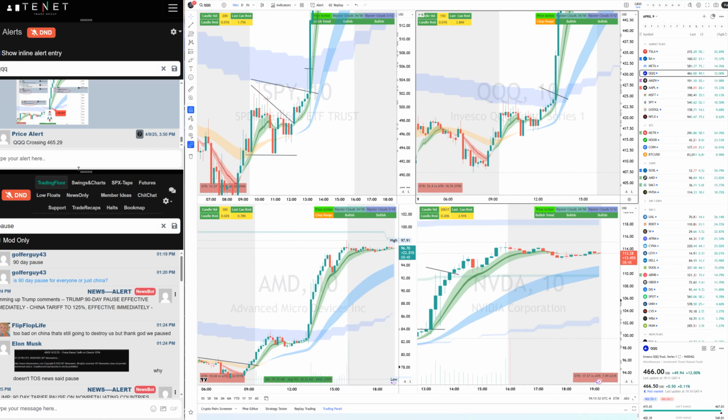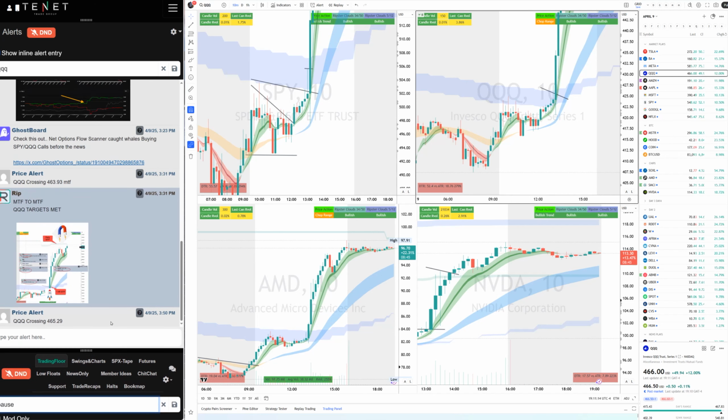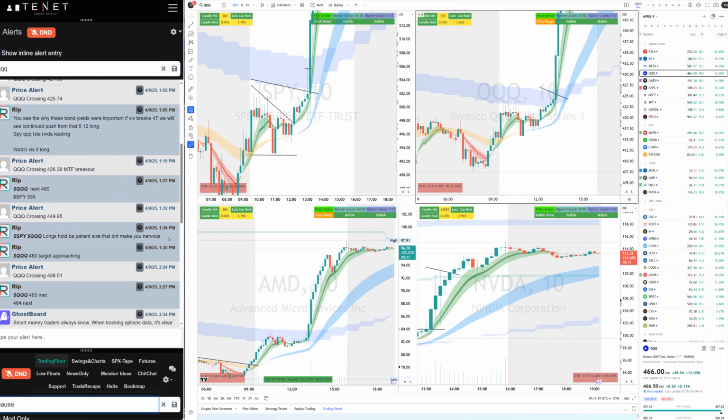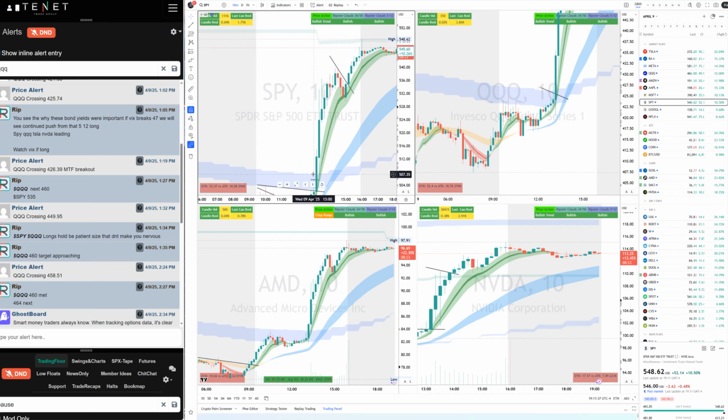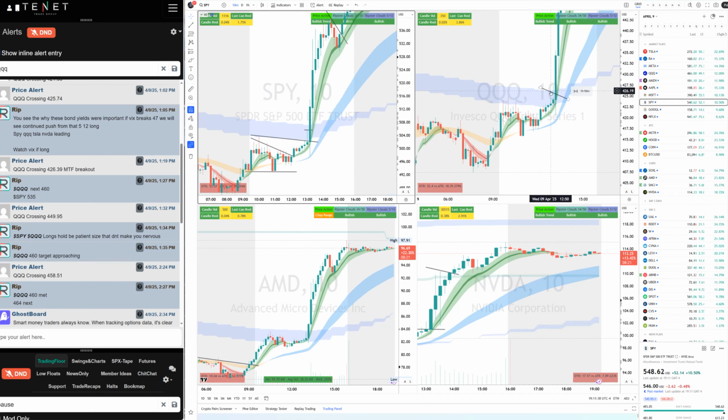Everybody was already trading those long setups on the MTFs. You see this MTF breakout, this MTF breakout. But as soon as we hit the news, as soon as we saw the swipe, there was some focus on China news. But when the traders read what the real news was, it was the pause of the tariffs for 90 days. That's when we got our MTF cloud breakout, and you see the price alerts going in.